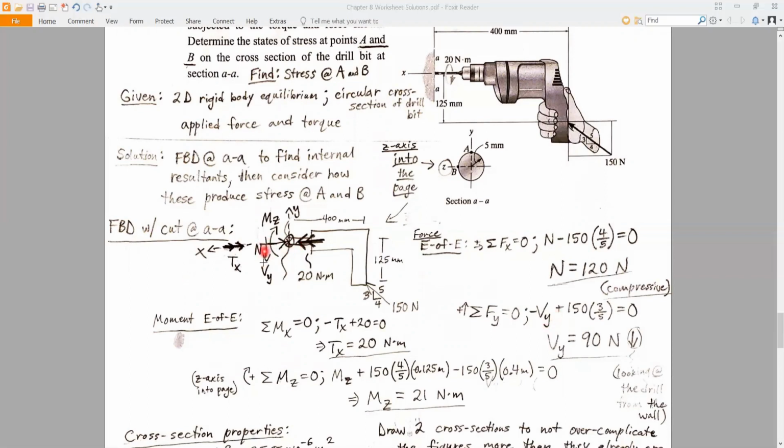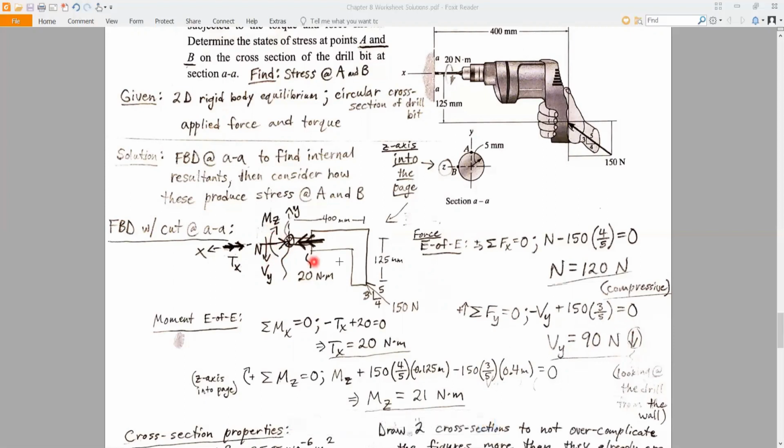Then in our y direction, we have a shear force that's opposing the vertical component of this 150 newtons. And the way I kept track of this was I just drew that it's going to be going down when we're looking at the drill from the wall. Okay, that's our orientation that we have here.